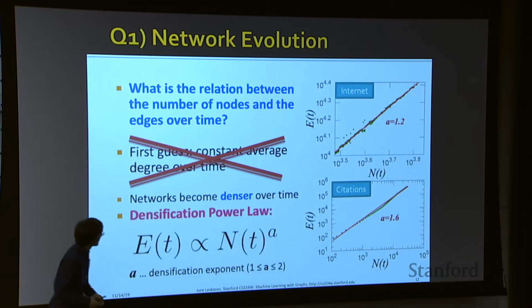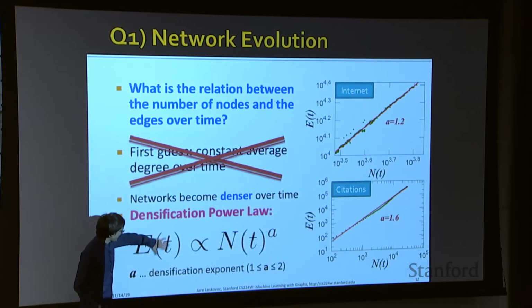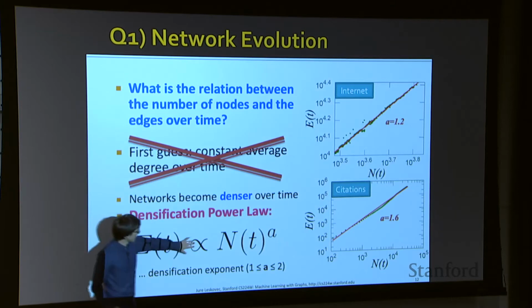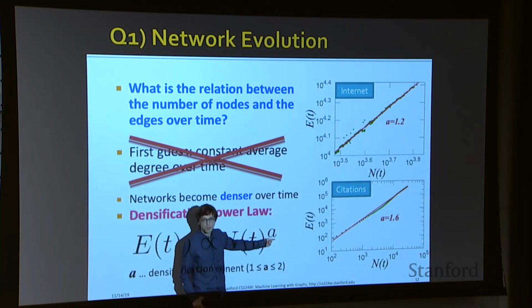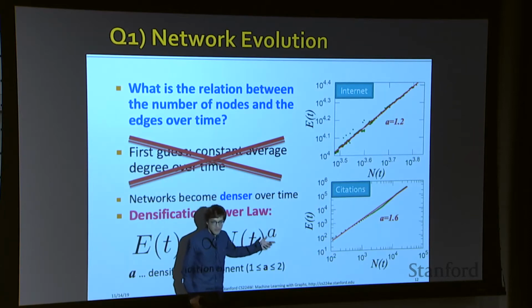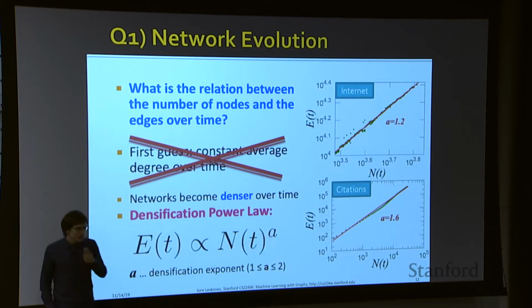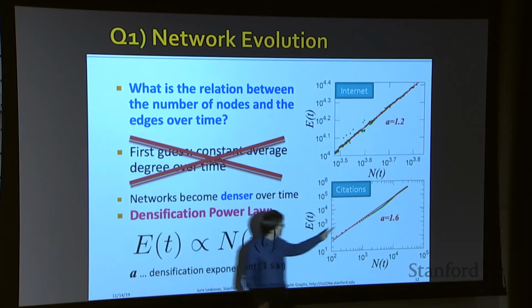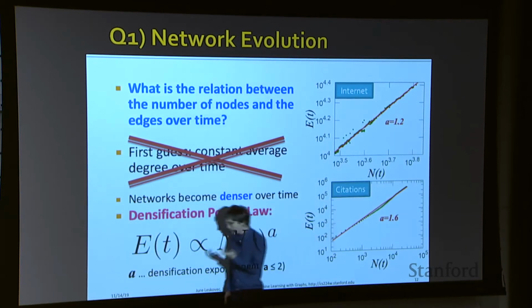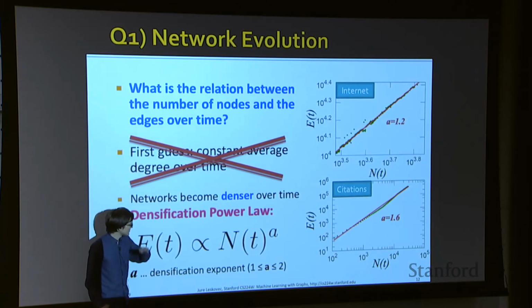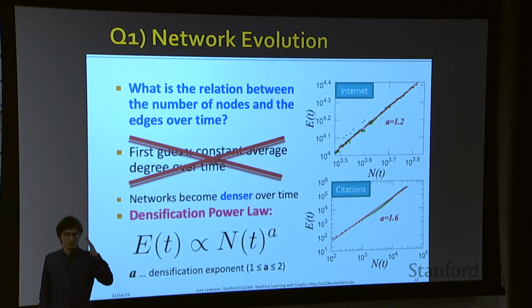This means that the number of edges at a given time is proportional to the number of nodes at that given time raised to this exponent a. And if the relationship were linear, then the exponent a should be equal to 1. Okay? And then if you think about it more, the exponent a can be only between 1 and 2. Right?